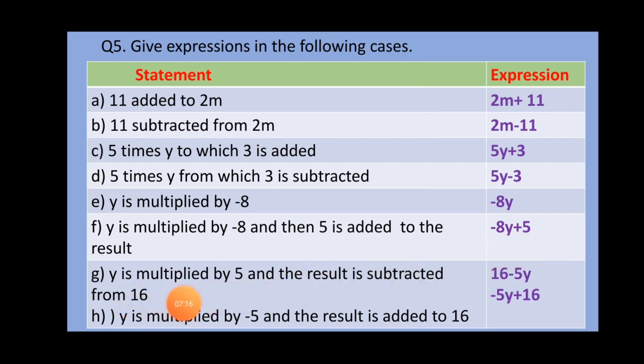Y is multiplied by 5 and the result is subtracted from 16. From 16 means 16 will be written first, and after that the subtraction sign, and then y multiplied by 5, so 5y. The 16 was written after the word from. Read the statements carefully, and then likewise write the expression. So 16 is written first, and after putting the minus sign, you have to write 5y.